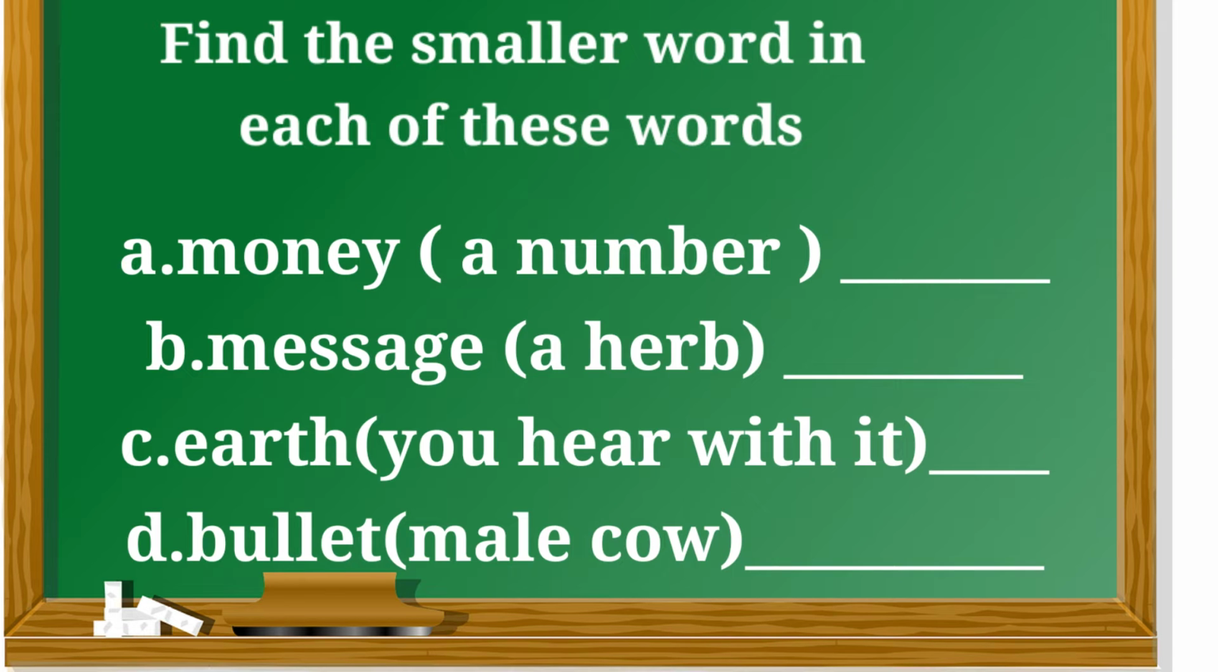Activity 1. Find the smaller word in each of these words. Question A. Money. M-O-N-E-Y. Money. The clue is a number. The answer is 1. O-N-E, 1.